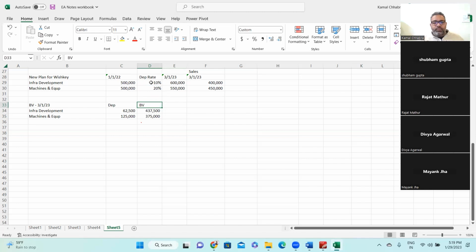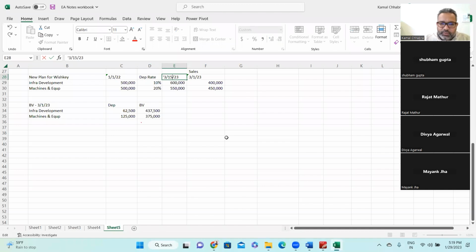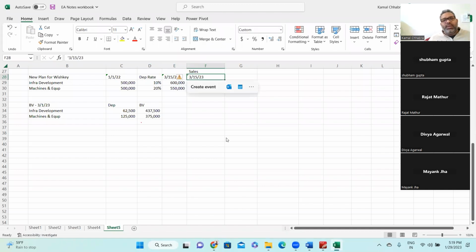So we calculated the depreciation for 15 months. It shouldn't be 14 months, but let's do it on 15, just to avoid any confusion. For simplicity, I'm keeping it at 15 months. So let's assume this is your book value.